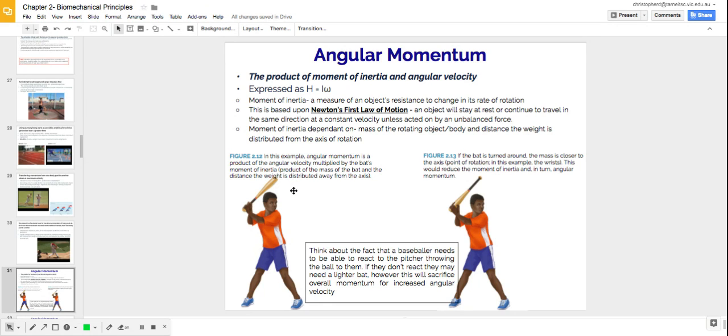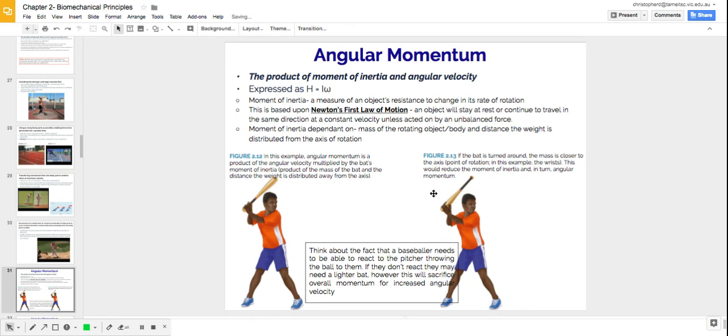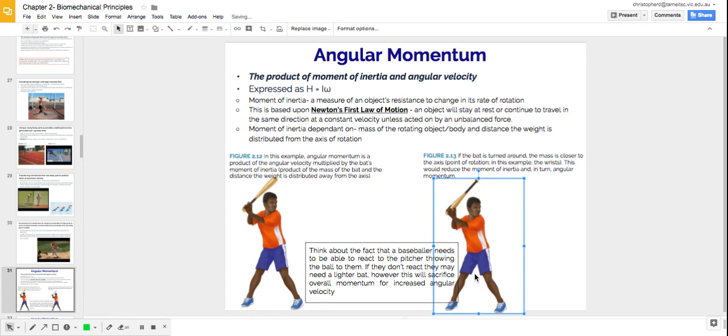think about which one is going to be easier to swing. It's going to be this one here, because the mass is closer to the axis, which is where our hands are. So there is less weight at the end. It means that there is less moment of inertia, so there's less resistance to change, and there is less angular momentum. So they will be able to move that a lot faster.